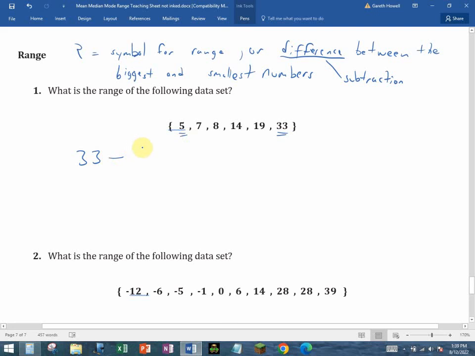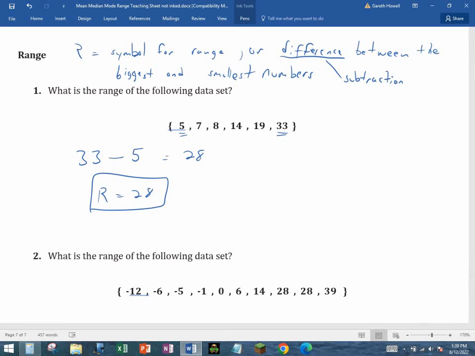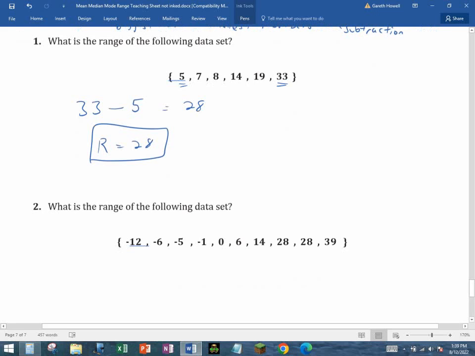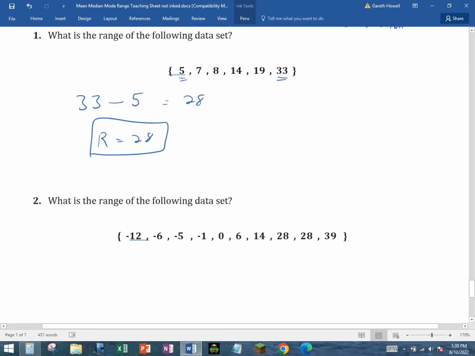The difference is the subtraction between them. And when we subtract those two numbers, we get a value of 28. So that means the range is 28. It goes a range of 28 from all the way from 5 to 33. If you want to think about it like that, all the way from the smallest to the biggest, I subtract them, starting with the biggest, and I get a range of 28. Okay, so range, biggest minus smallest. That's all we're going to do for these ones.